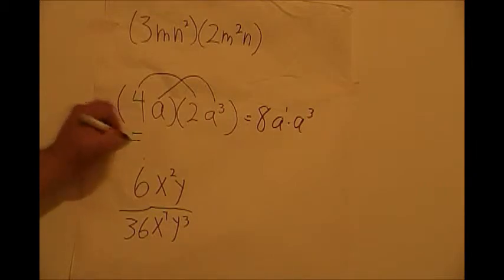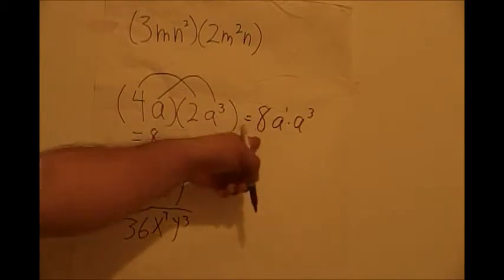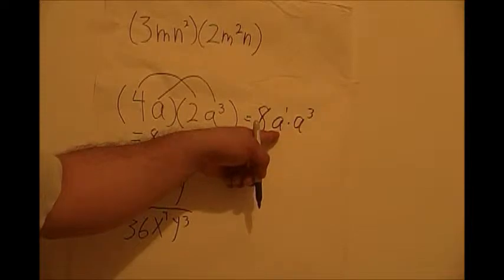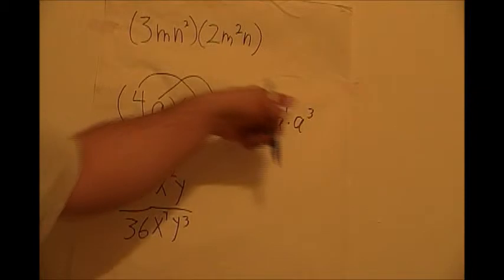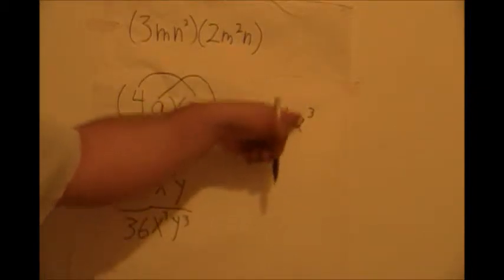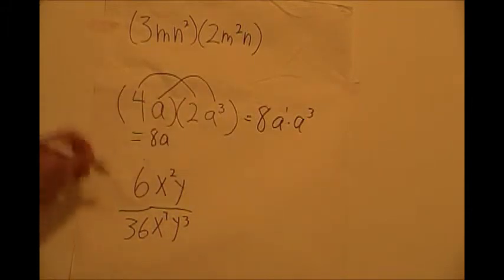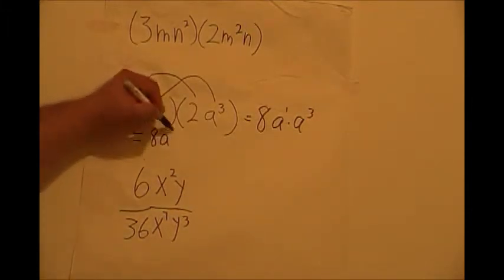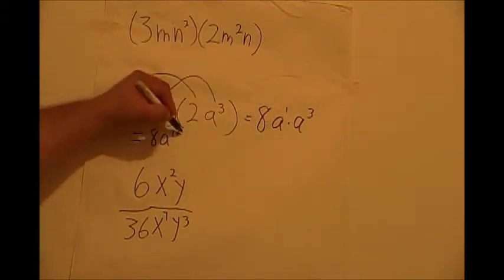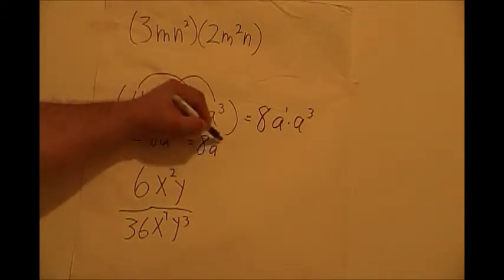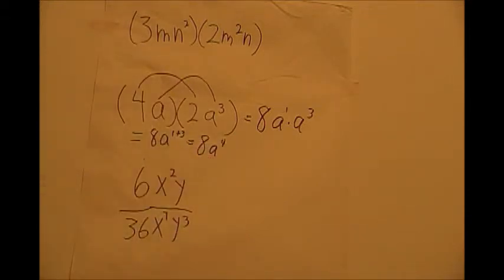Okay, so, alright, let's bring down the 8 here, okay? What is this going to be? We're going to multiply these two, so that means that we have to add the two powers, right? Because a to the m times a to the n is a to the m plus n, right? So it's going to be a to the 1 plus 3. So that's going to be 8a to the 4th power, like that.